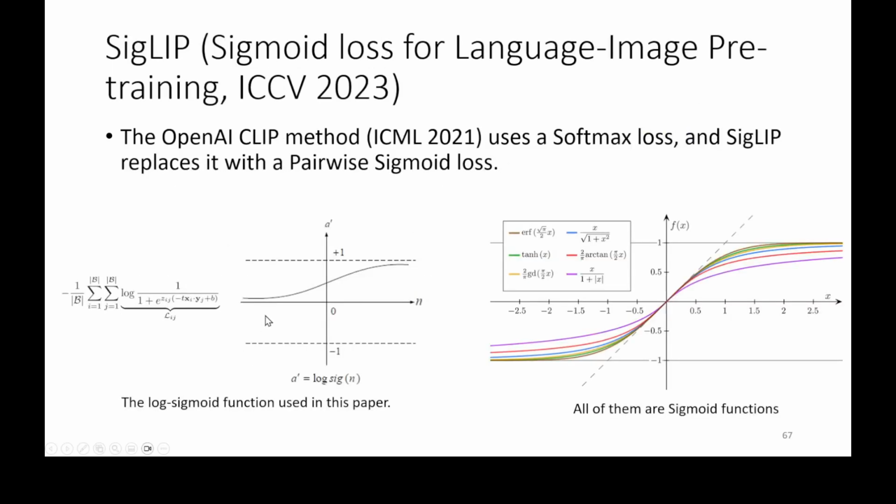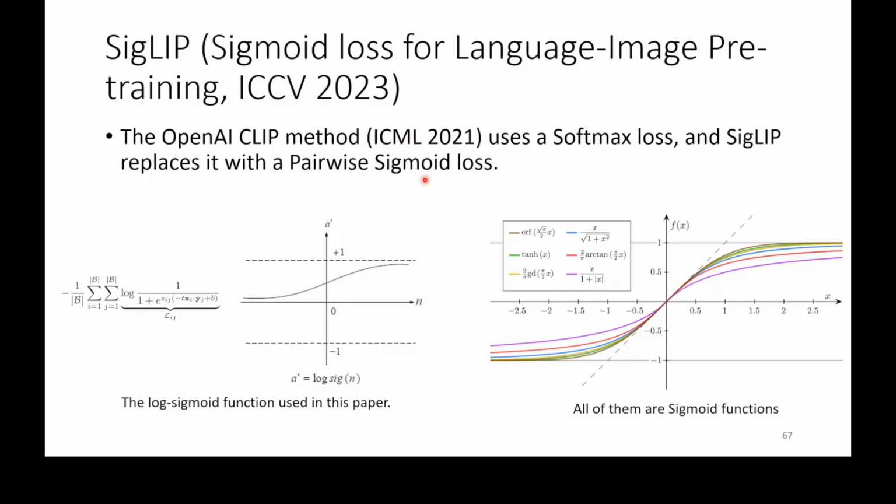Okay, so let's show something about the sigmoid. The Sig means sigmoid loss. Okay, and it was published in ICCVW 2023, and OpenAI CLIP was published in ICML 2021. So that's why I say ICML is also an important conference. Although it is machine learning, CLIP is such an important computer vision paper, but it is not published in a computer vision conference. It is published in ICML.